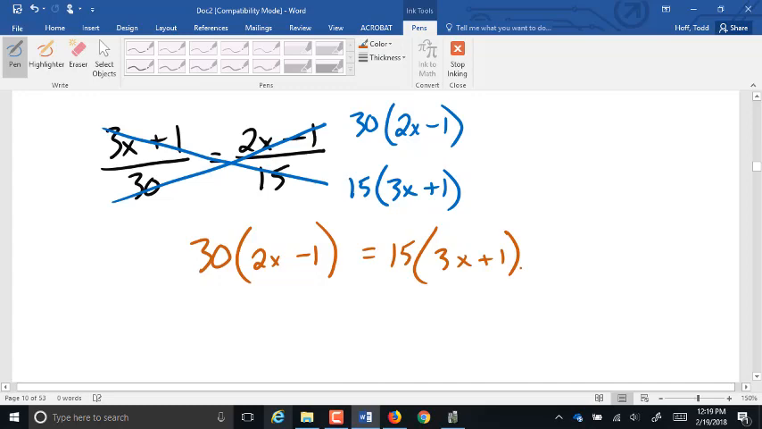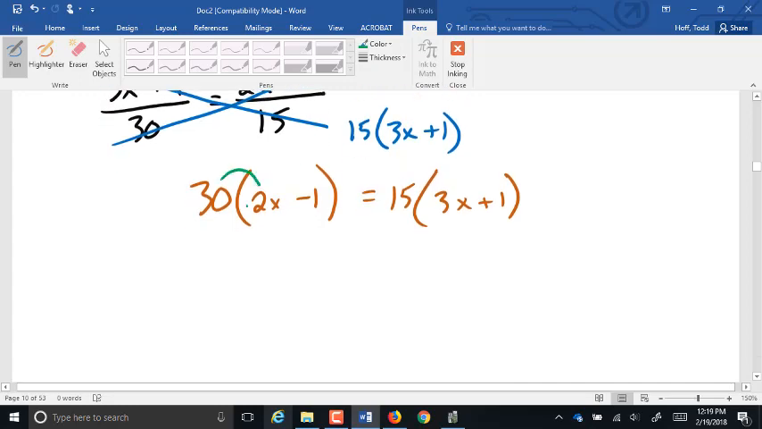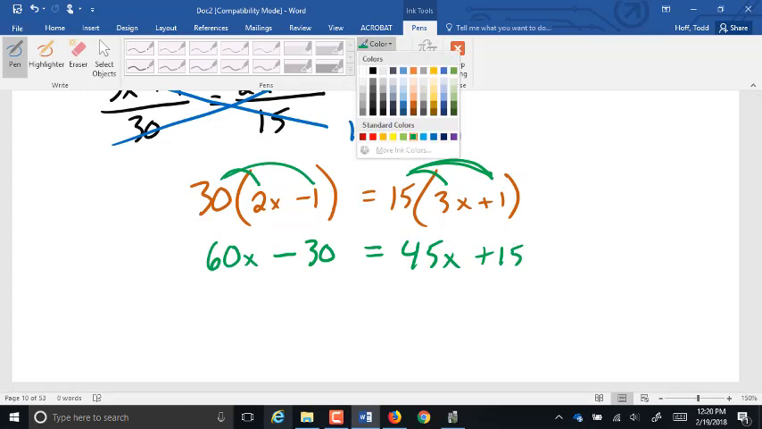Now again, we go through our process of solving equations. We know we simplify each side first. On the left side, we multiply by the 30 through the parentheses. 30 times 2x is 60x. 30 times negative 1 is a negative 30. There's nothing more to combine on the left side. So we go to the right side. We multiply the 15 through the parentheses. 15 times 3x is 45x. 15 times 1 is a positive 15.